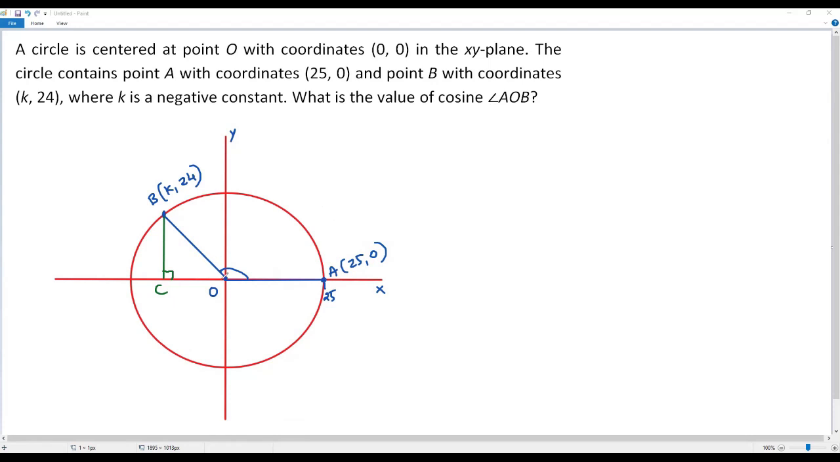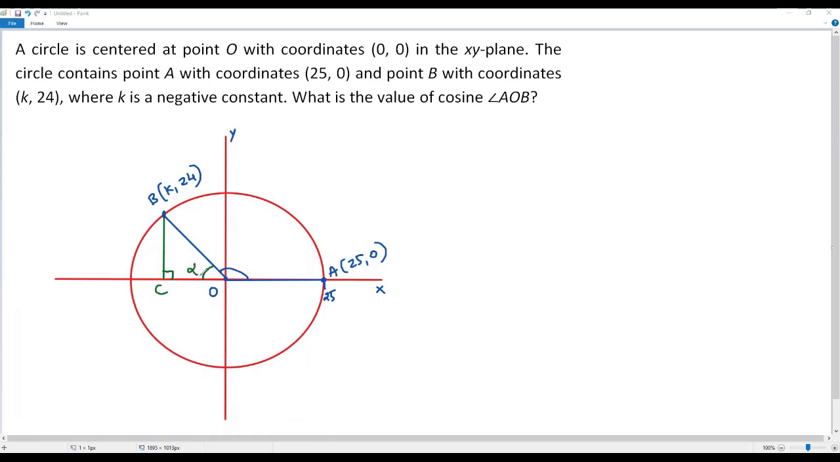Okay, here we get a right triangle OBC, and already we know this is the measure of angle AOB, and this OB is the terminal side of the angle AOB. Here I find an acute angle between the terminal side OB and the horizontal axis. This acute angle is called the reference angle of the original angle AOB. Let's name this reference angle as alpha.